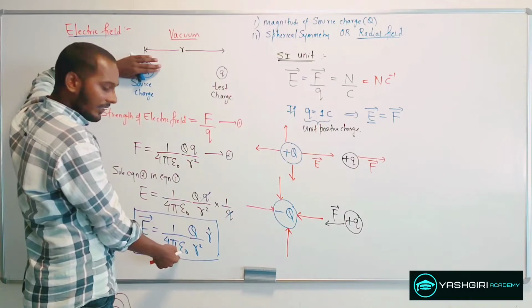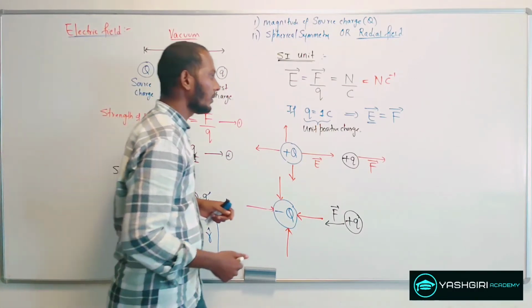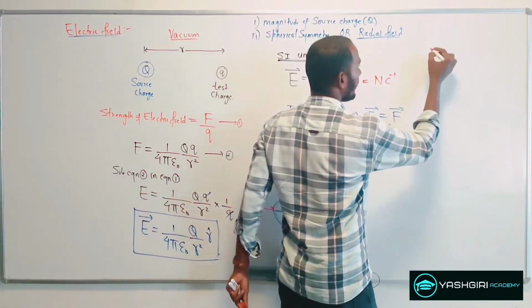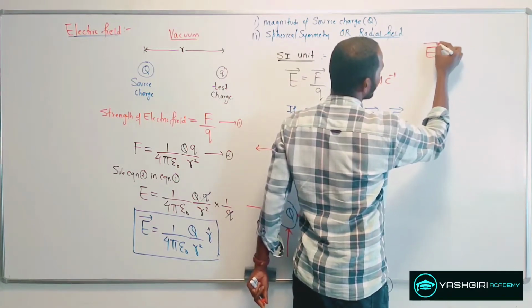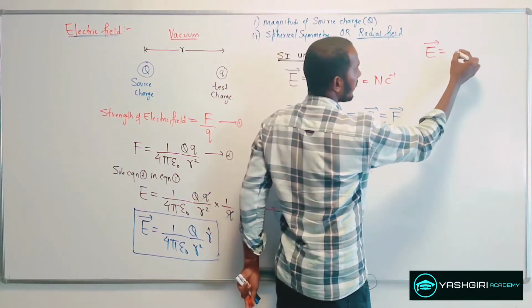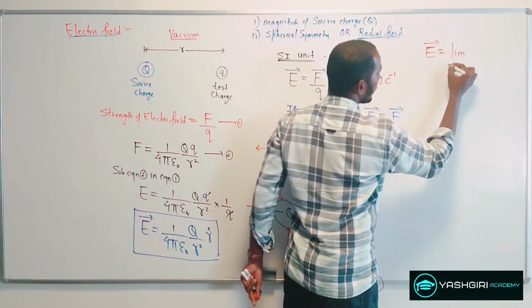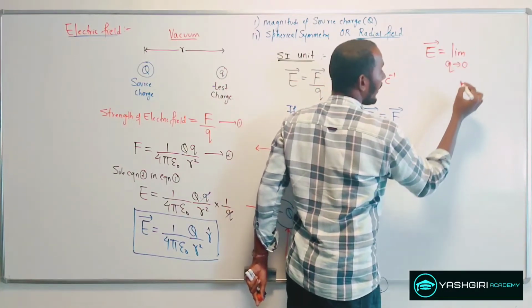So the other way of defining this electric field E is that the electric field vector E is equal to the limit q tends to 0, that is, very, very small.